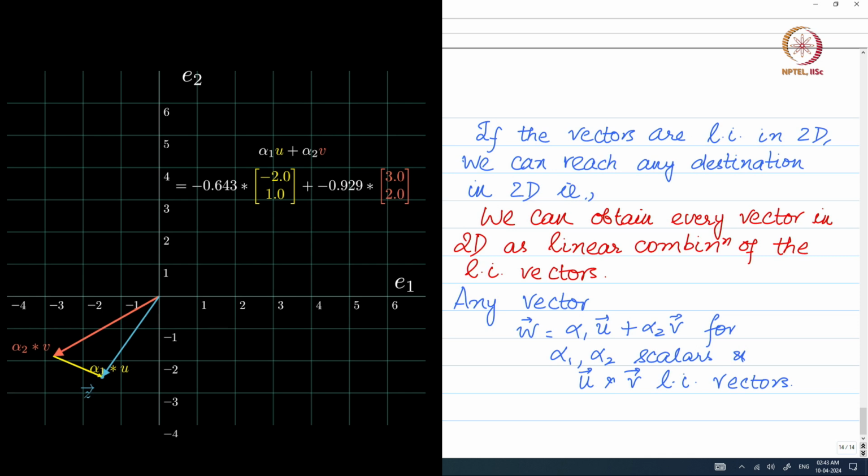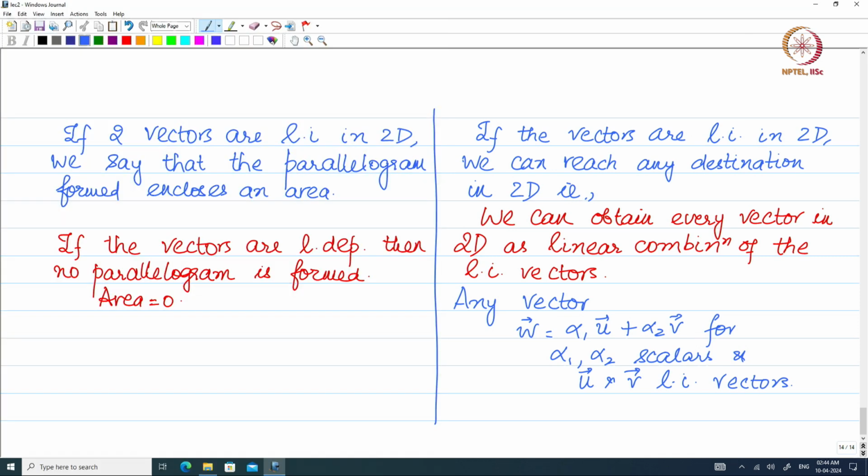So, what we do now, having seen this, is look at certain examples of these linearly independent vectors, and how this idea of linear combination helps me get different vectors as linear combinations of these two linearly independent vectors. That is something which we will see in the next lecture.